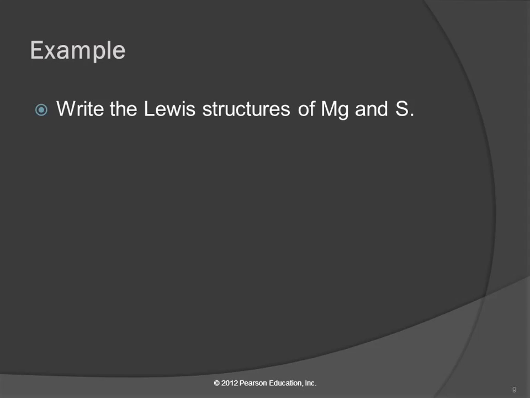Let's write Lewis structures for magnesium and sulfur. How many valence electrons does magnesium have? It's got 2. It's in group 2A. So here's magnesium. It's got 2 valence electrons. And how about sulfur? Sulfur has 6. It's in group 6A. 1, 2, 3, 4, 5, 6. So those are Lewis structures for magnesium and for sulfur.